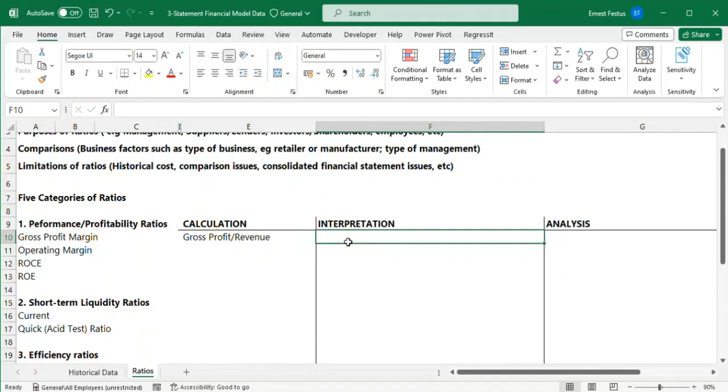The interpretation is often derived from the components of the calculation. So we know that to calculate gross profit margin, it is gross profit divided by revenue. So let's look at revenue. Revenue is a very key component of this ratio.